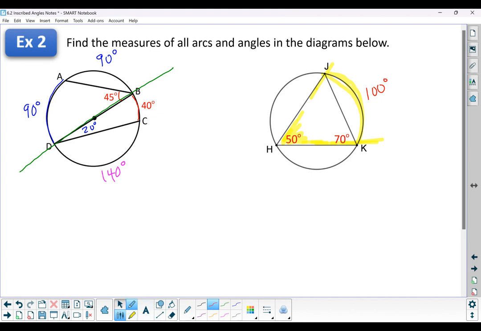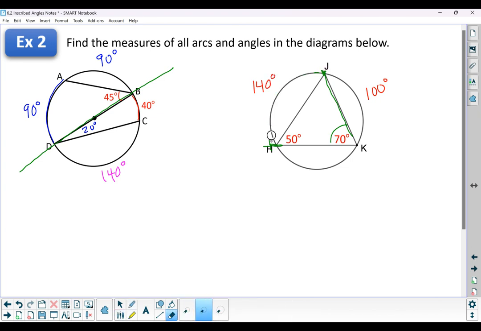On the other side of the circle, we have a 70-degree angle. And the arc that it intercepts, if we follow the sides of that angle, is the arc from J to H. It's this arc. So if that's a 70-degree angle, then the arc would be 140 degrees. We'll times it by 2.